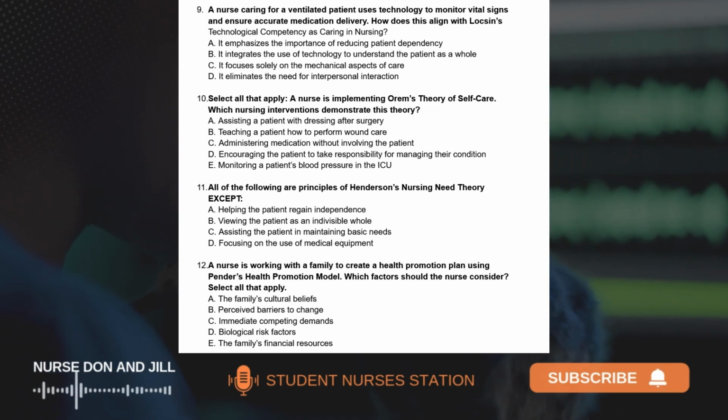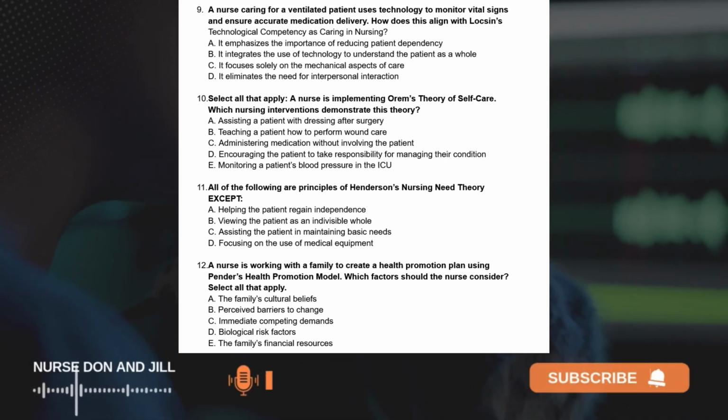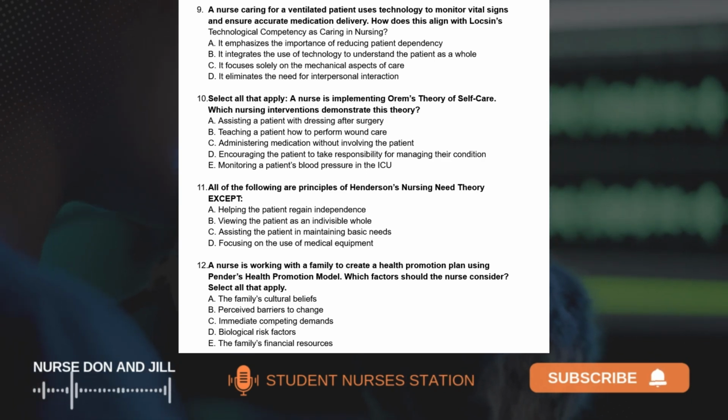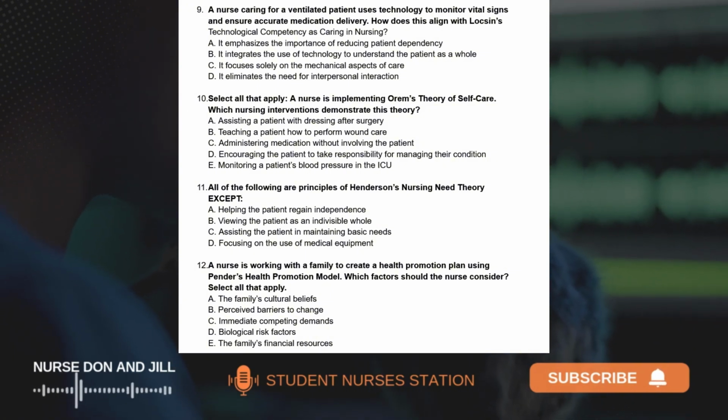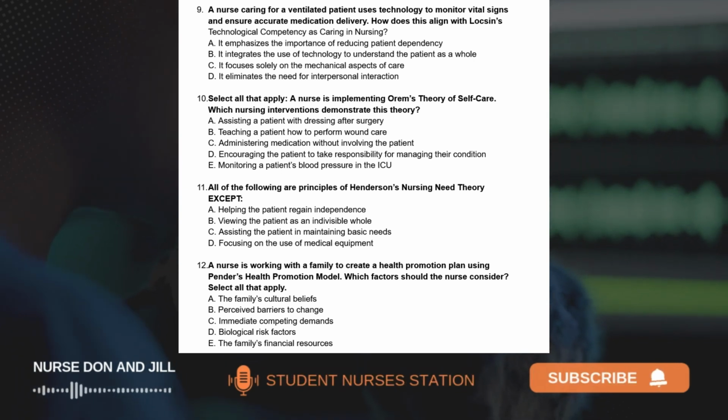Now, this is where we really have to think holistically. Absolutely. Pender's model is all about those things that influence a person's motivation to be healthy. It's like a puzzle with personal beliefs, social influences, and environmental factors all fitting together. Exactly. So thinking about that, I would say, A, the family's cultural beliefs is definitely something to consider. For sure. Cultural beliefs can have a huge impact on a family's health practices and how they view illness.